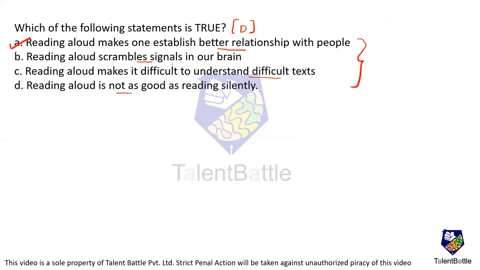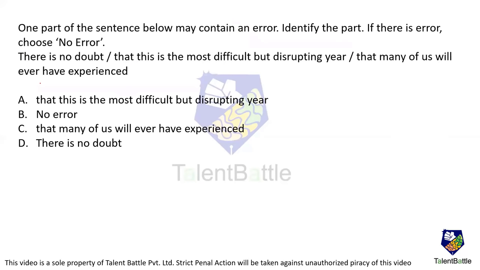Now, if you observe, scramble signals is not mentioned. It makes it difficult to understand difficult text? Look, it actually makes it easier to understand difficult text, right? So that is the opposite of what is given in the passage, so it is not the correct option. Reading aloud is not as good as reading silently. Now, all over the passage, it says reading aloud is much better than reading silently. So how could I say this is true? So this is again false. So that says again, option A must be the answer for this question. Right, everybody? Now only two questions we have. So moving on to the next type of question.